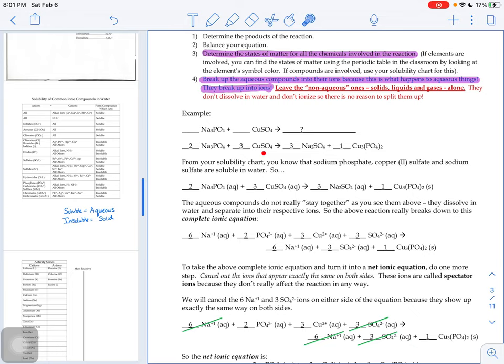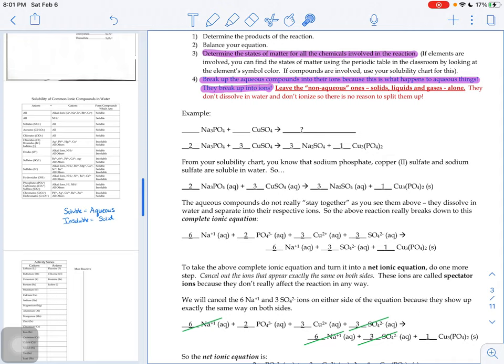We look over here on the left-hand side. We can figure out that this is copper Roman numeral 2 sulfate, because we only need one sulfate ion to balance it out, and sulfate's charge is minus 2. Copper's got to be plus 2. So we take copper plus 2, combine that with the phosphate ion, and we get Cu3(PO4)2.